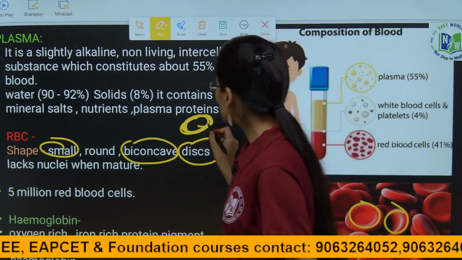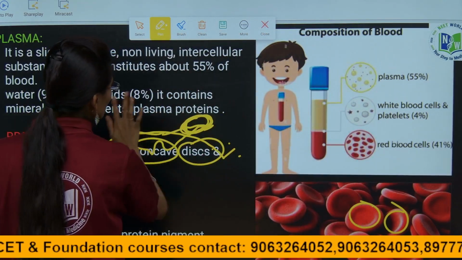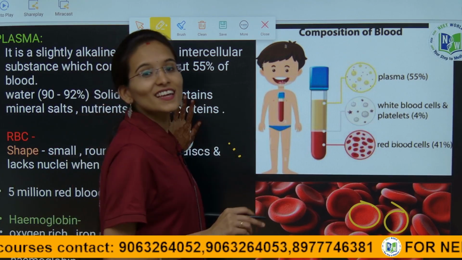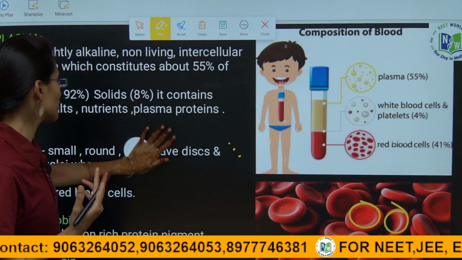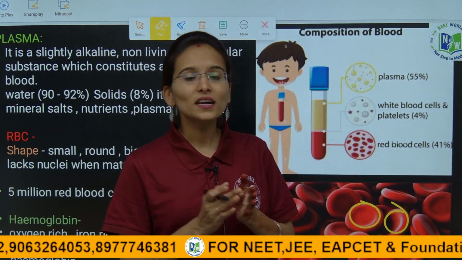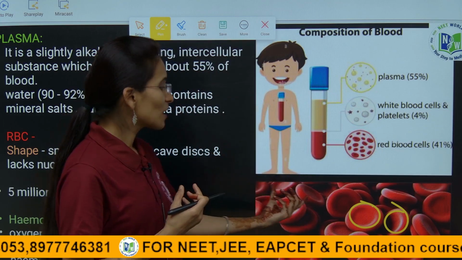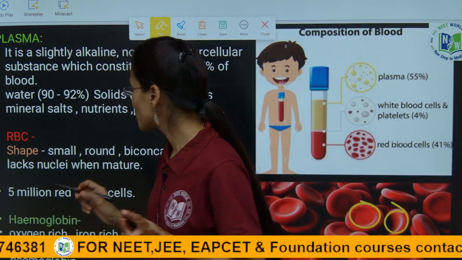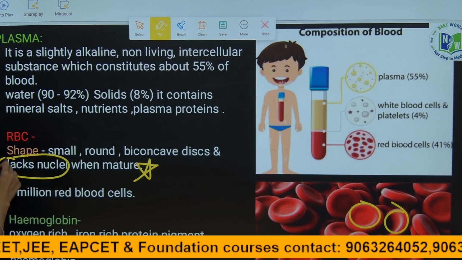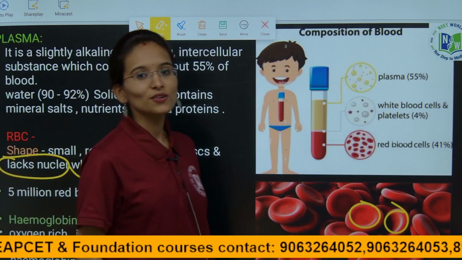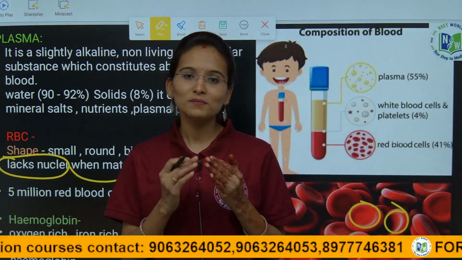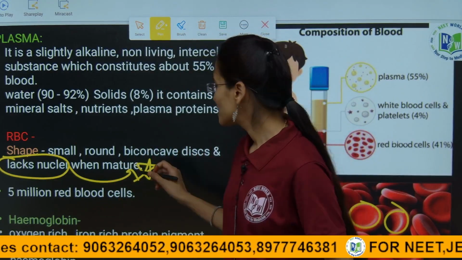Clear? And one of the most interesting facts about these RBC cells is that they are going to lack the nuclei when they are matured. In the initial stage the nucleus sometimes may be present or absent, but mostly the RBC cells are going to lack the nuclei. It is one of the exceptions. RBCs lack the nuclei when they are matured. This is one of the most interesting facts and we can expect this question in the MCQ, students. I request you all to remember this point.